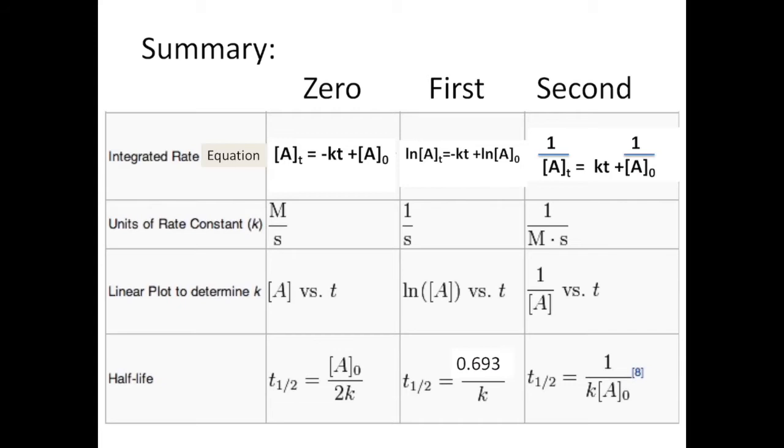Second order means that if I double the concentration, I quadruple the rate. So it goes way faster. That's what that means. Just to remind you. Okay, we did this already.